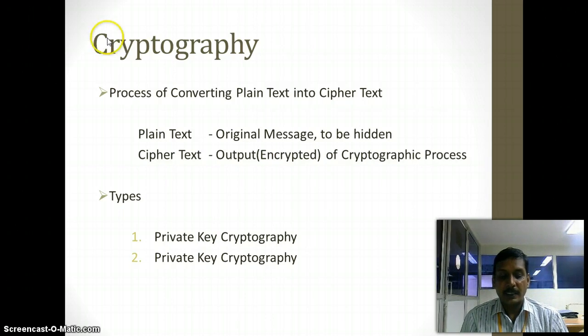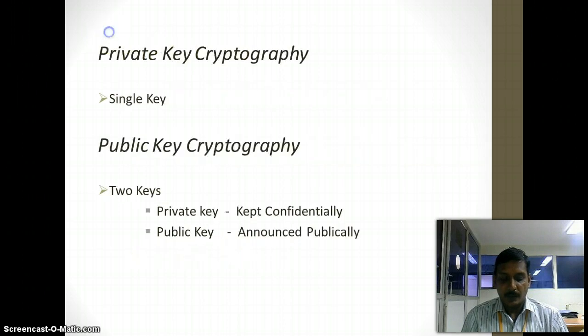Cryptography is basically classified into two types. One is the private key cryptography and the other is the public key cryptography. Private key cryptography uses a single key for converting plain text into ciphertext, whereas the public key cryptography uses two keys. One is the private key, which is kept confidential, and the other is the public key, which is announced publicly for hiding the message.